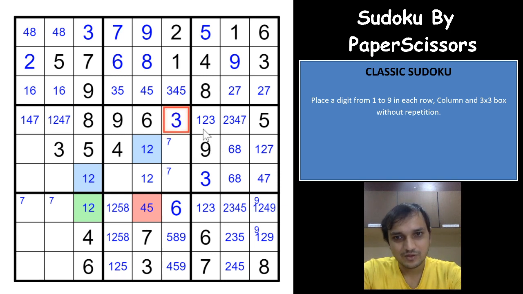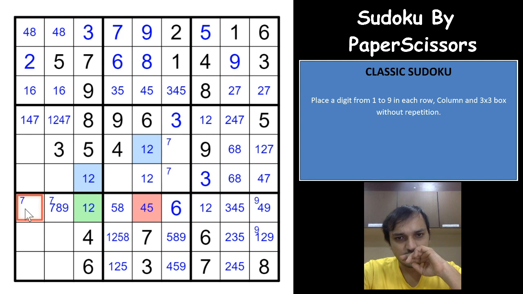Okay, that removes 3 from this cell, and this cell as well. Again you have a 1-2 pair here, so that removes the 1-2 pair from this box, this box. So 1 2 6 4 3 5 7 8 and 9. So 1 2 6 4, no, there would be nothing here.